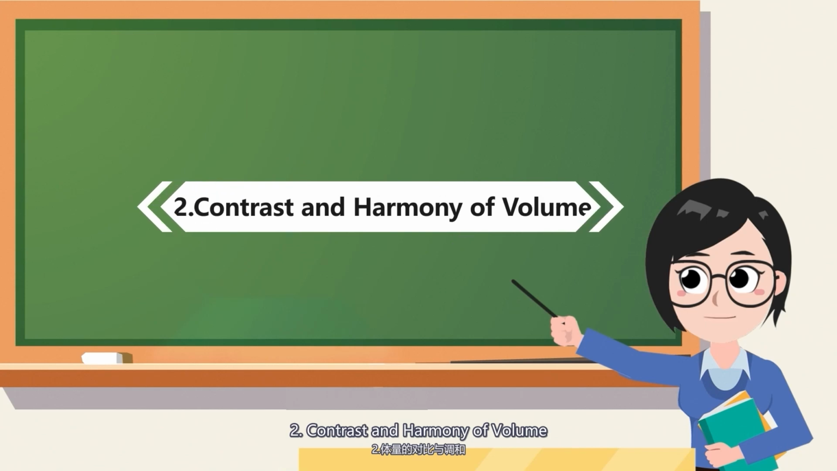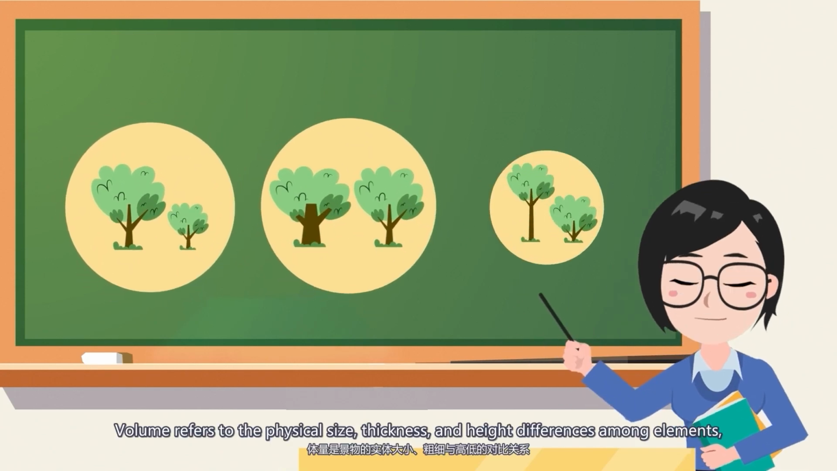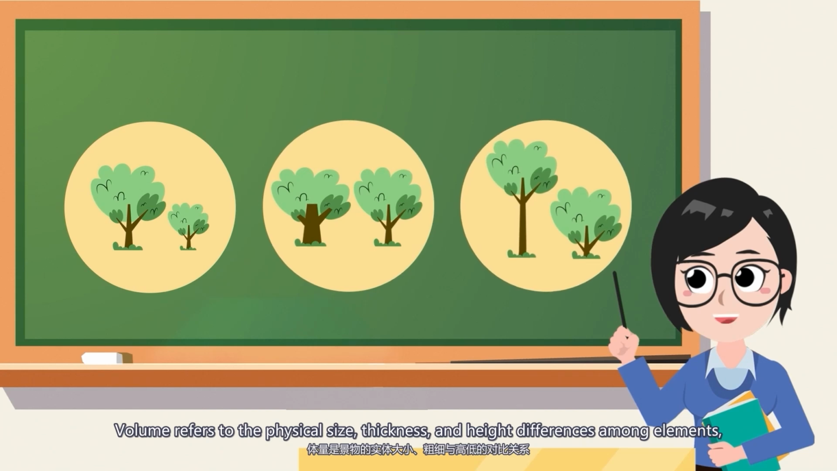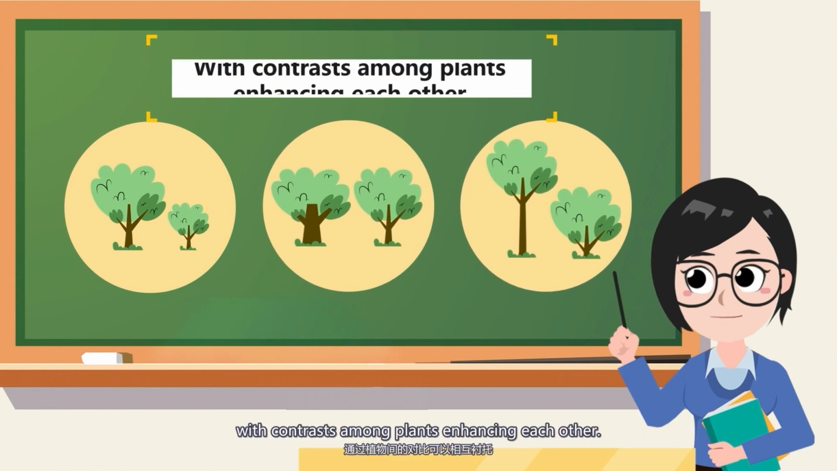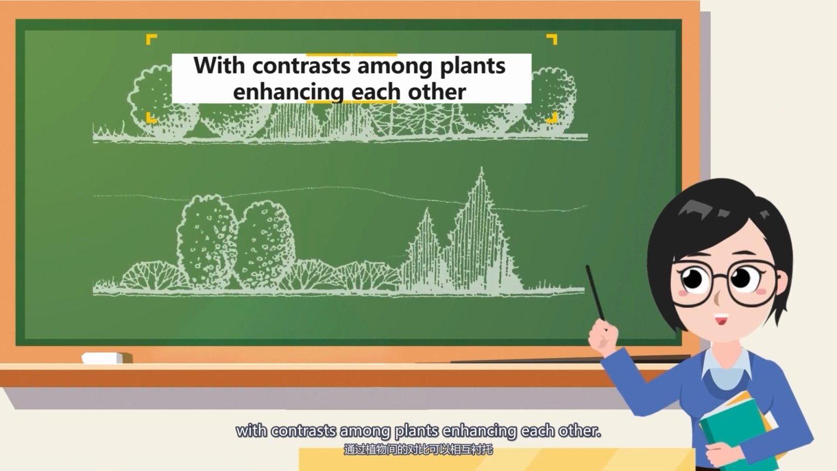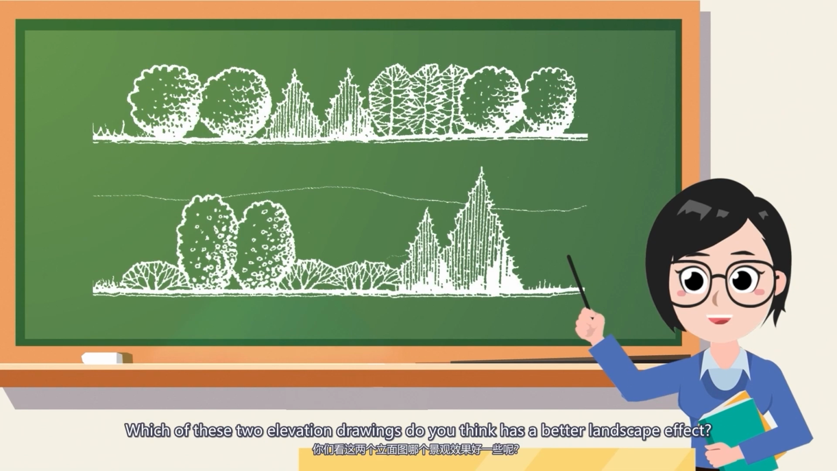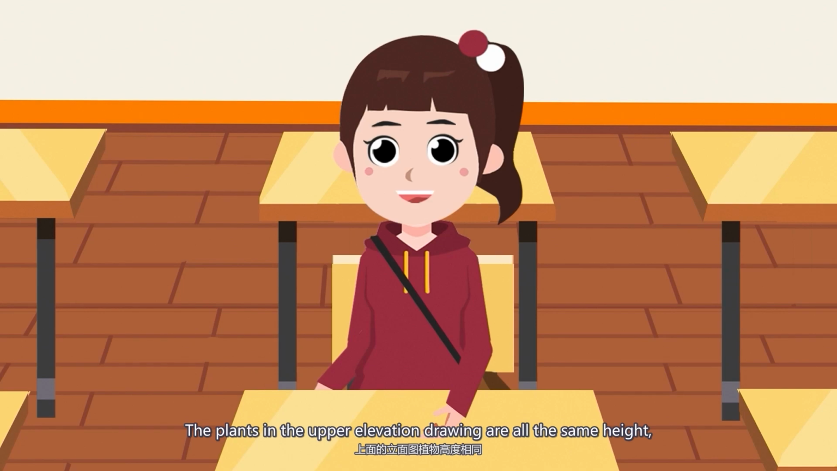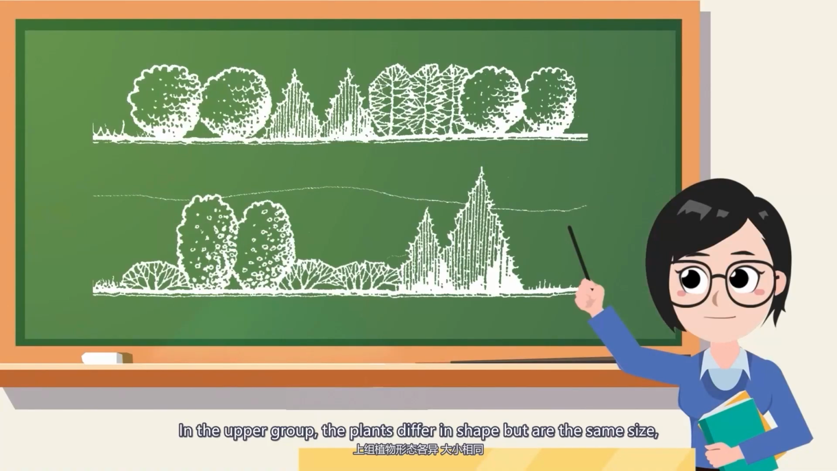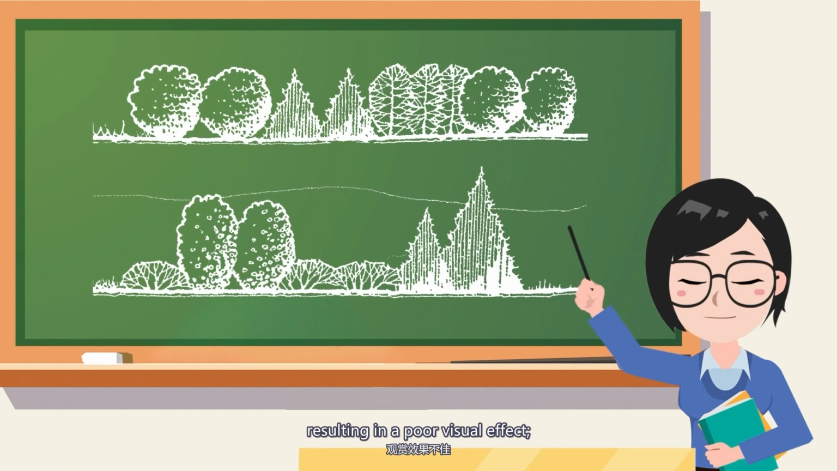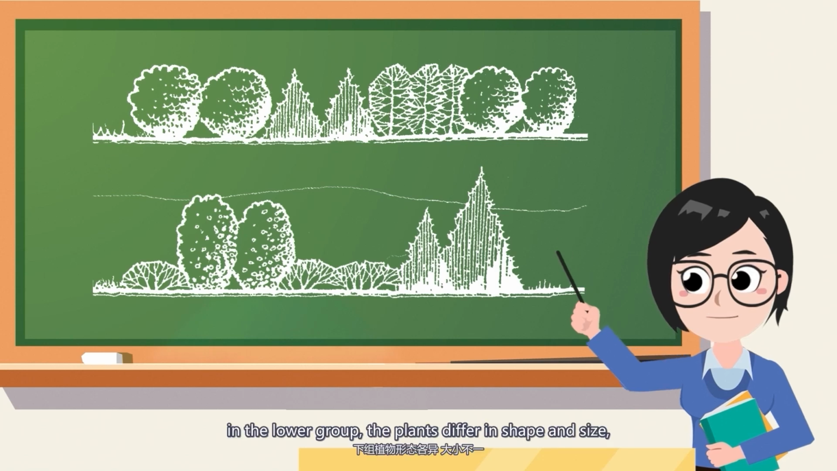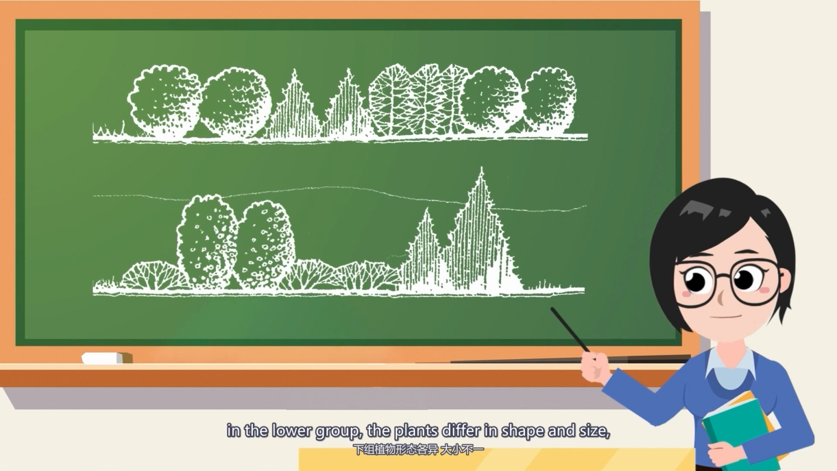2. Contrast and harmony of volume. Volume refers to the physical size, thickness, and height differences among elements, with contrasts among plants enhancing each other. Which of these two elevation drawings do you think has a better landscape effect? The plants in the upper elevation drawing are all the same height, making the facade effect too bland. In the upper group, the plants differ in shape, but are the same size, resulting in a poor visual effect. In the lower group, the plants differ in shape and size, producing a better visual effect.